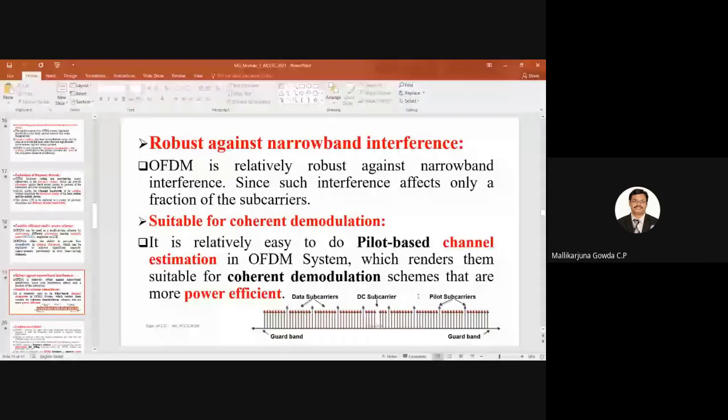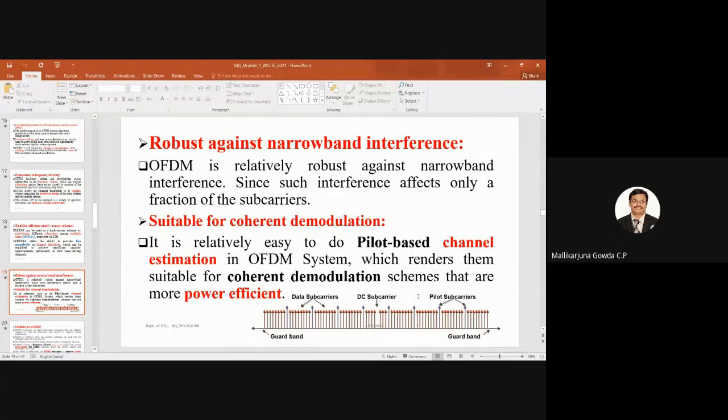Okay, so how do we say that this OFDM is robust against narrowband interference? Because this narrowband interference will affect only a fraction of the subcarriers. Fine. And it is suitable for coherent demodulation.